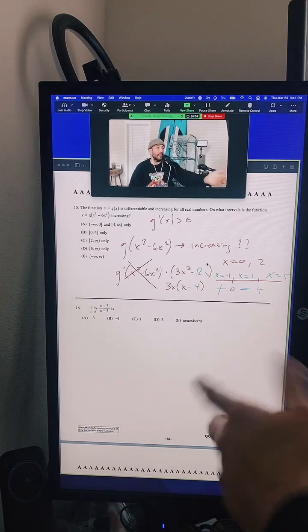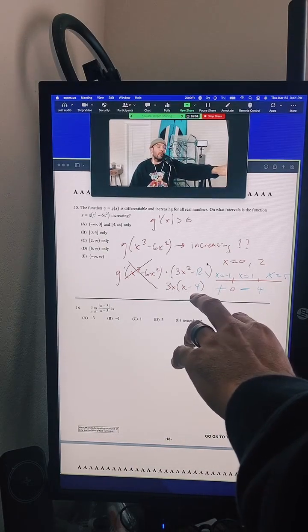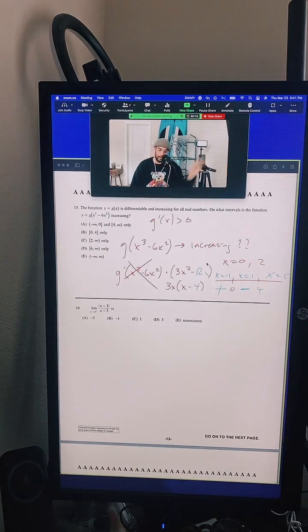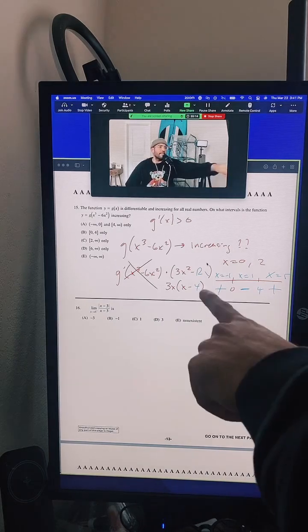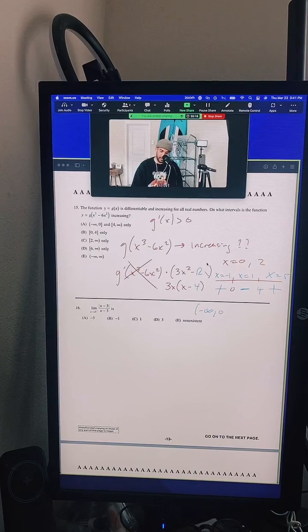So it's going to be the same thing. 3 times 5 is positive. 5 minus 4, I'm sorry, is positive. So a positive value, and that's a plus. So when is it increasing? We found it from negative infinity to 0, union from 4 to infinity.